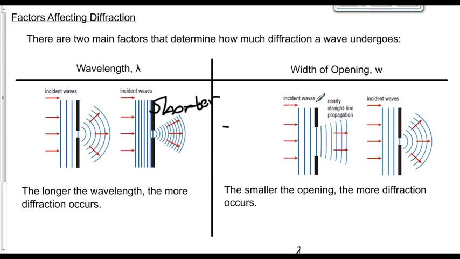The next really important one is the width of the opening. So how wide is it between this obstacle? So how big is the doorway? How big is the hole? Whatever case we're looking at here. And in general, the smaller the opening, the more the diffraction occurs.